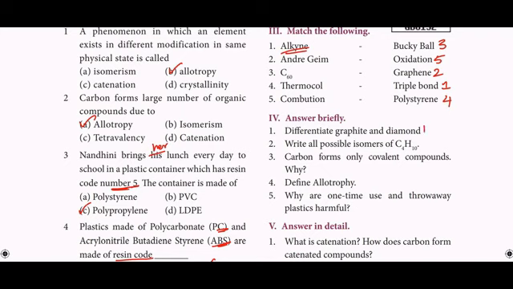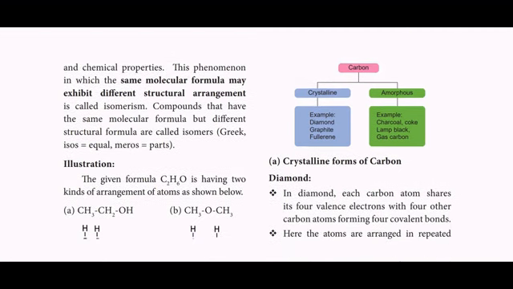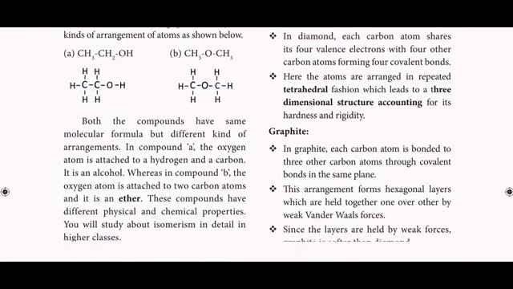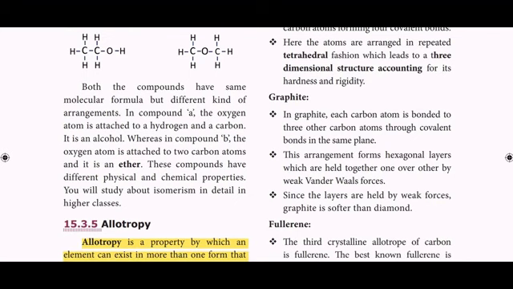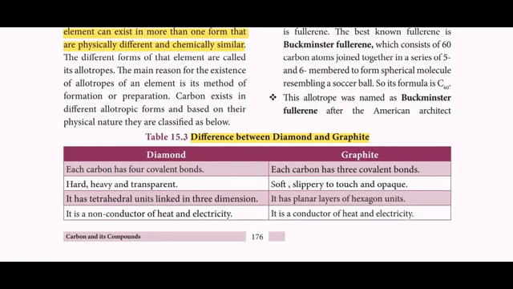Next, answer briefly: differentiate graphite and diamond. The answer for this is on page number 176. In the table column, you can see the difference between diamond and graphite. Write all the points from the table column like that. Okay, this is the answer for the first answer briefly question.